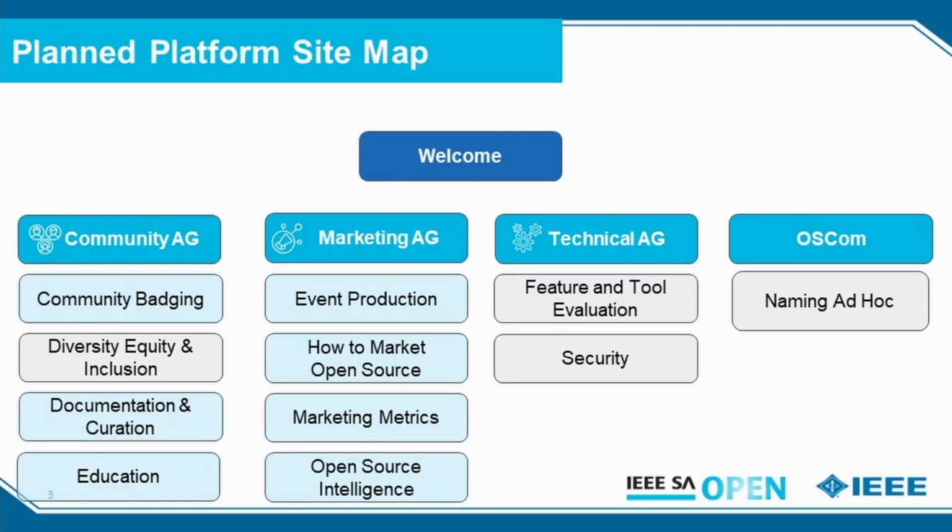Hi, so one of the first things I wanted to go over with you here is the planned platform sitemap. This kind of explains how we're organizing the community, how we're integrating into IEEE's governance, and how we're creating all these new processes that we're trying to create from scratch. That's all new. So the first one that I wanted to go into is OSCOM.